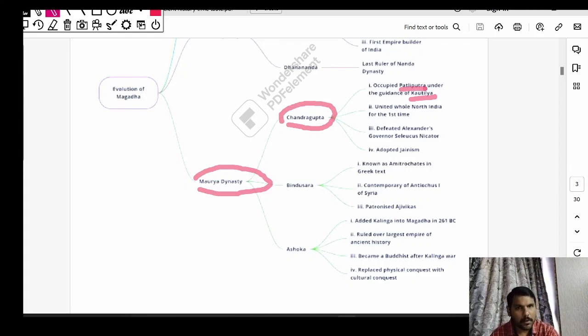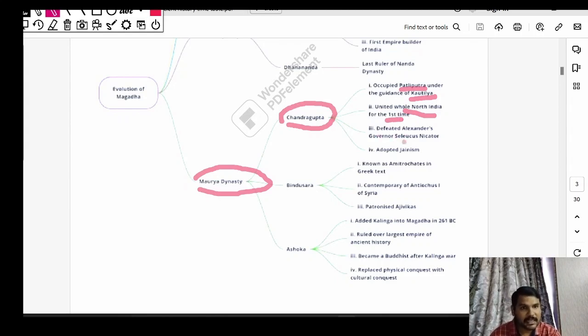It is a prominent capital during Mauryas and Guptas and during the Magadha Empire. It's a very prominent center. It has played a role of capital for many empires. And he united whole North India for the first time. You could say Chandragupta Maurya united the whole North India for the first time.